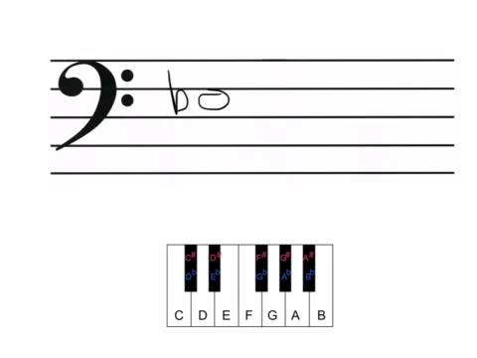Let's try a couple of examples in the bass clef. Here we have an E flat. So here's E flat on the piano keyboard, and so the note that has the same name is D sharp. So we draw a D and we draw a sharp.